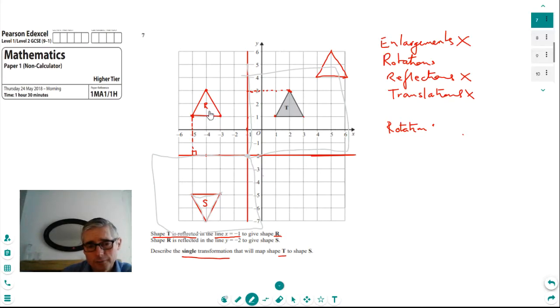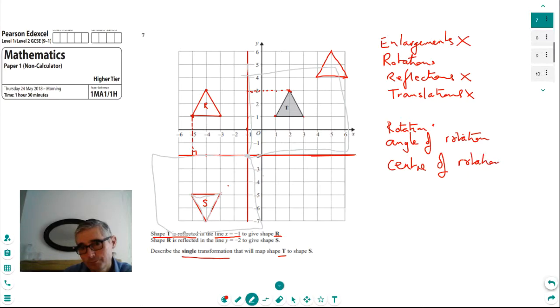Now to describe this fully, there's a couple of things we've got to describe. We need to know the angle of rotation, and we need to know the center of rotation. So that means the coordinates of the point that we've rotated it about. So first of all, let's list the center of rotation, the coordinates here. We can see that that is just -1, -2. So that's the coordinates of the center of rotation.